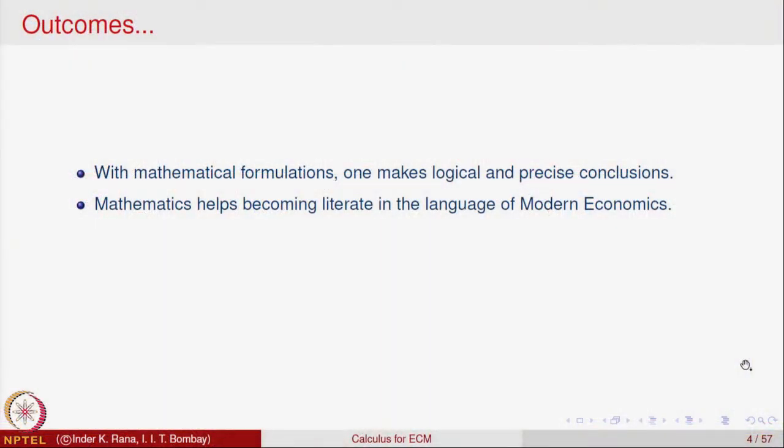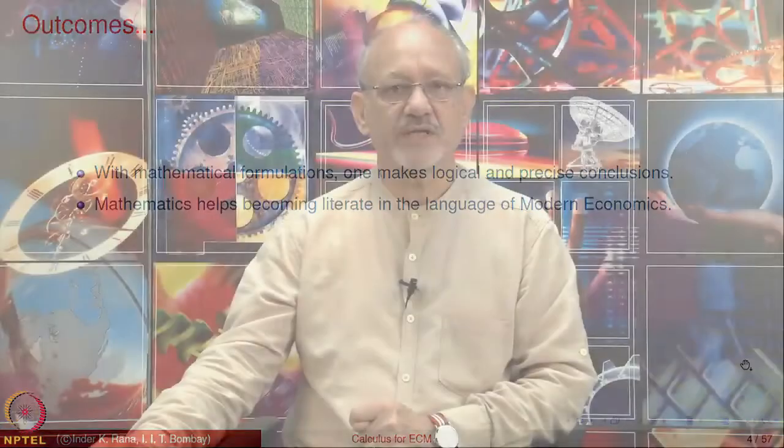With mathematical formulations, once the problem is stated and the conditions are specified, you make very logical conclusions and very precise deductions can be made. So, if some conditions are satisfied, if that is the problem, then these will be the conclusions. That is how mathematics works. And of course, as I said, mathematics helps you to become literate in the language of any higher studies, more so in modern economics, commerce and management.